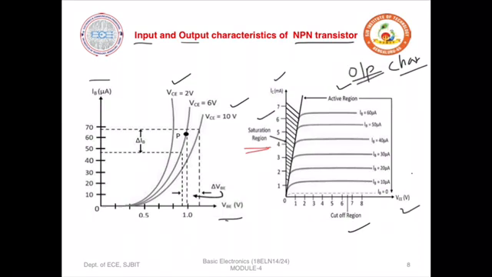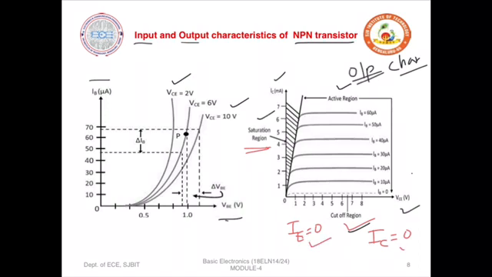One more region we call the cutoff region. In this region, both the base-emitter and collector-base junctions will be reverse biased. As a result, IE is equal to 0 and IC is also equal to 0, because both junctions are reverse biased, which means there is no current conduction taking place. So IE is 0 as well as IC is equal to 0.